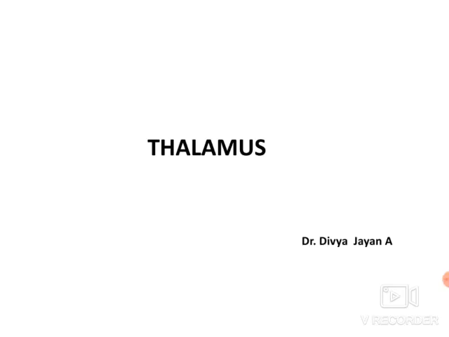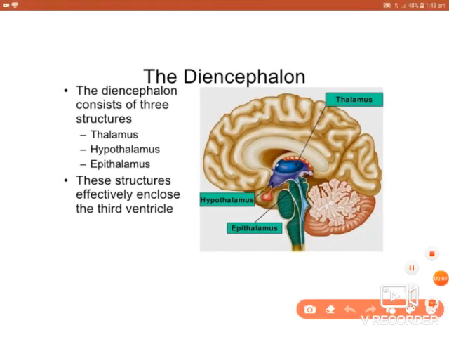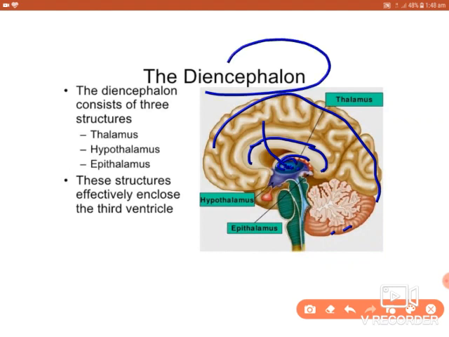Hello everyone, here I'm going to talk about the gross features of thalamus. This is a median sagittal view of the brain. So this is the right half of the cerebral hemisphere. Here in the middle there is the corpus callosum. You can see here this is the thalamus, which lies in the interior of the cerebral hemisphere. It's a part of the diencephalon.